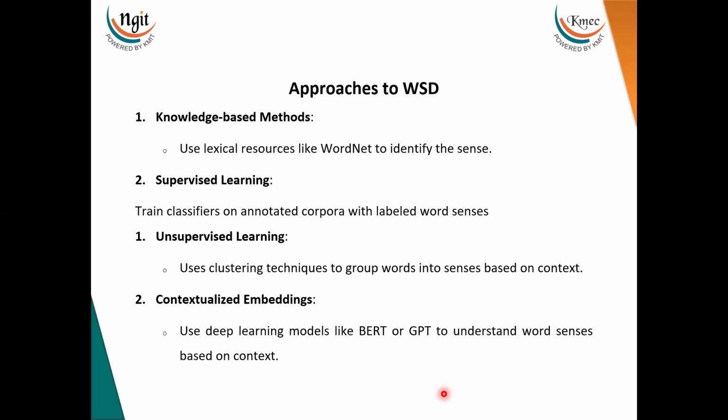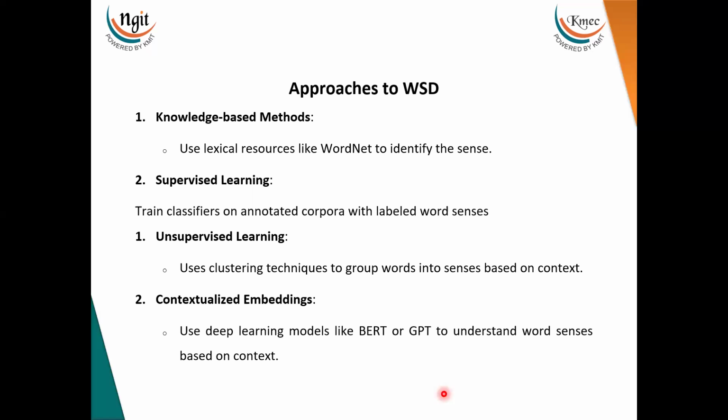And then we talk about supervised learning. That is, it trains classifiers on annotated corpora. A corpus is the database with labeled word senses. For example, if I say he deposited money in the bank, the label it gives as output is financial institution, since terms like deposited and money relate to finance.